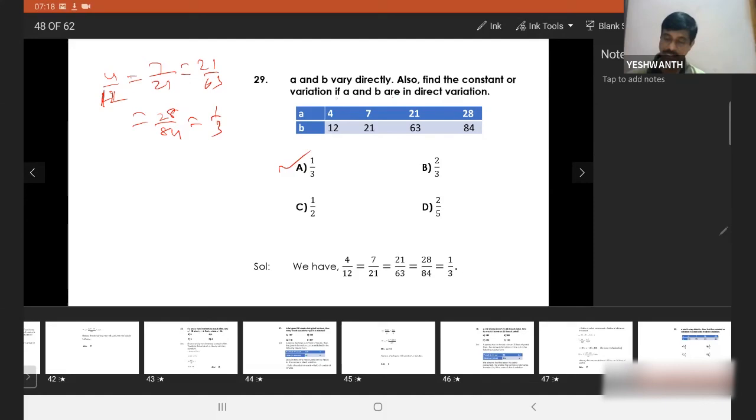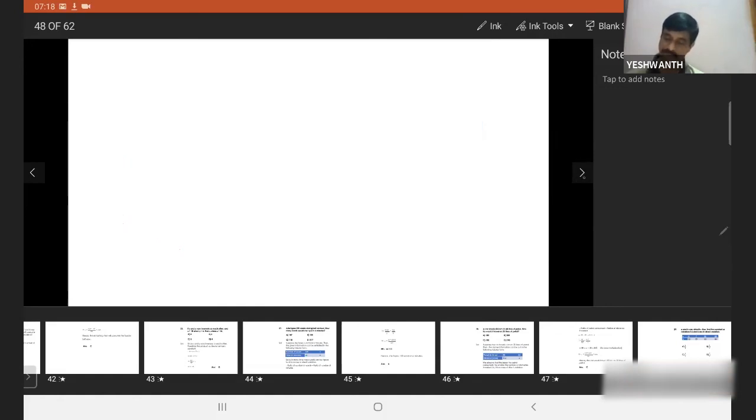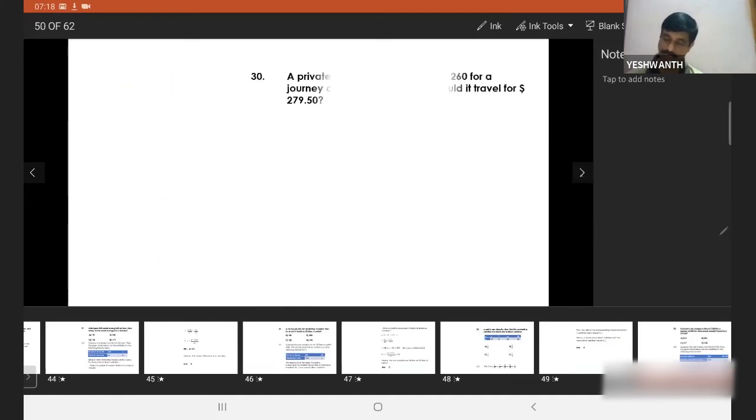See, direct variation means, as I told, we'll be going with cross multiplication. This into this should be equal to this into this. You check whether you have it or not. 4 into 21 is 84. 7 into 12 is 84. So you cross multiply any two things, they should always be the same. So that's how this works out. Okay. Let's go to the next question, children.